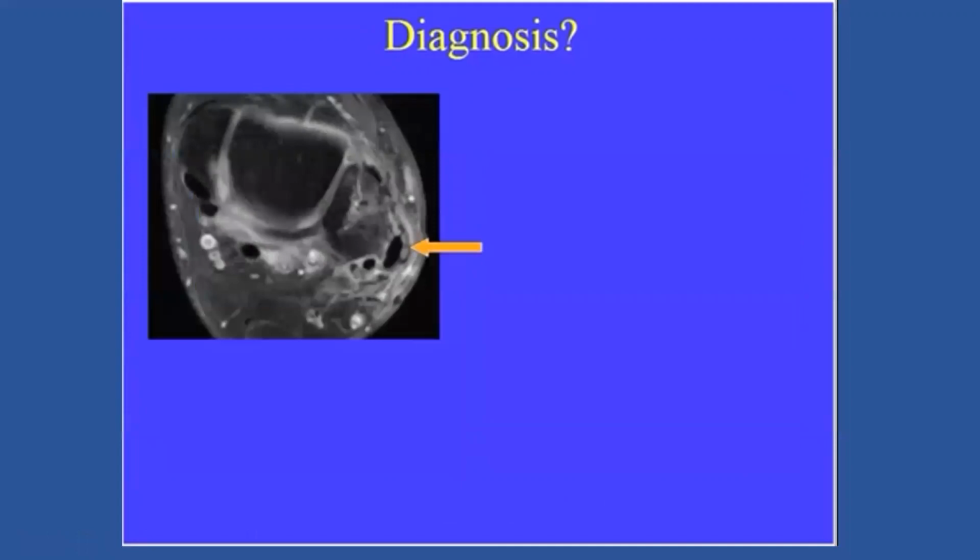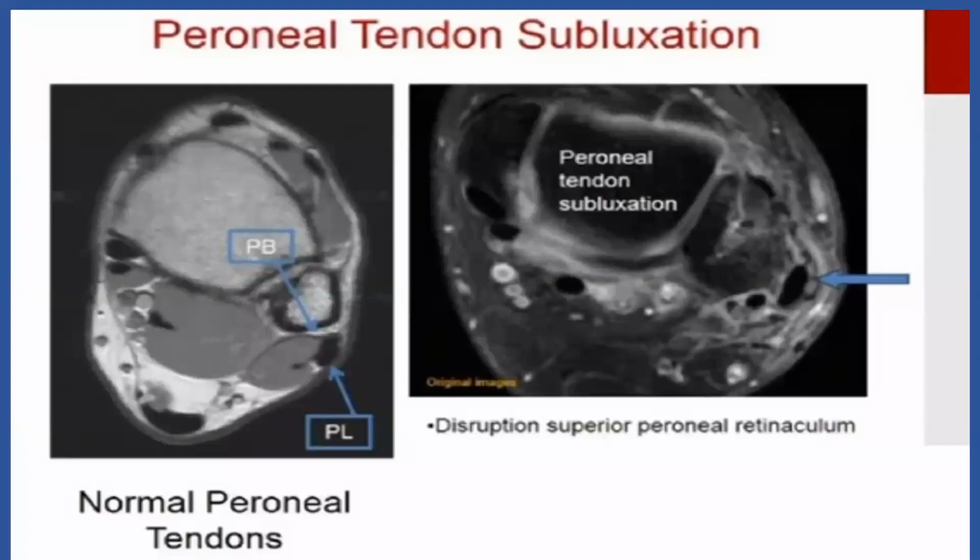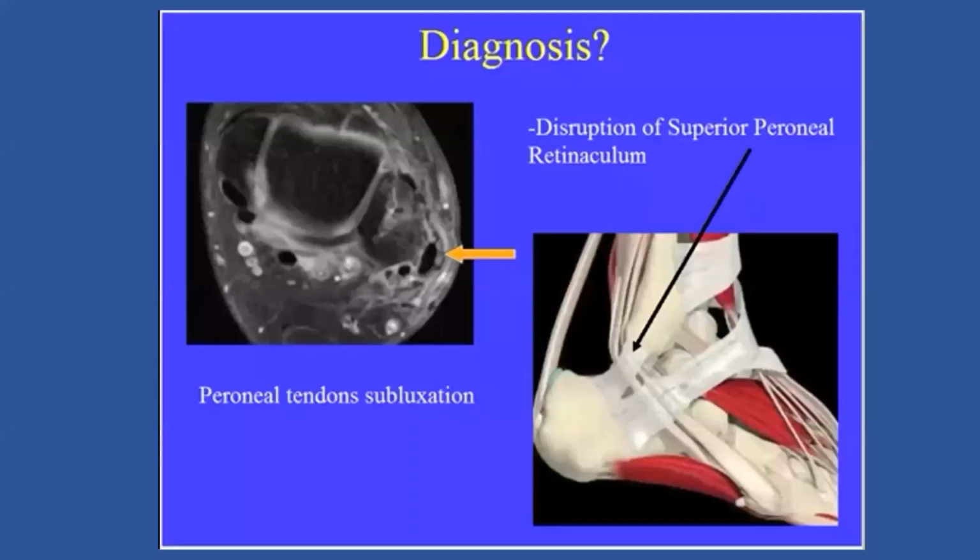And don't forget that the superior peroneal retinaculum can be torn in sports injuries, as is shown over here. These are well demonstrated by MRI. We have special coils for them. So don't forget about disruption of the superior peroneal retinaculum.